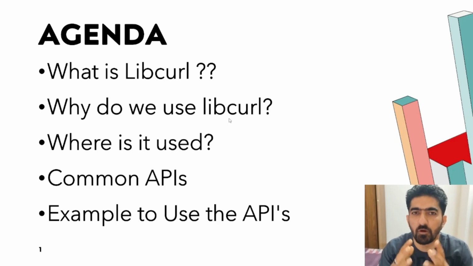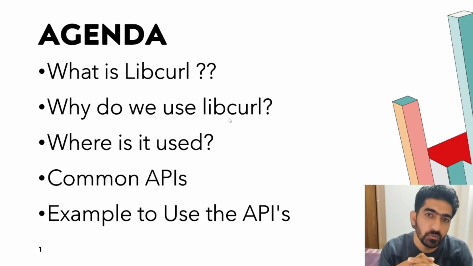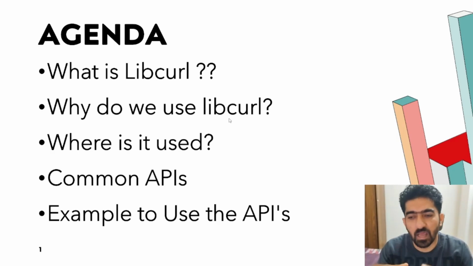So in the series of libraries in C, I will be taking libcurl today. Okay, so we'll see what libcurl is, why we use libcurl, and where it is used. We'll see what the common APIs in libcurl are. And lastly, we'll take an example of using the libcurl APIs in our program to make our work easier.